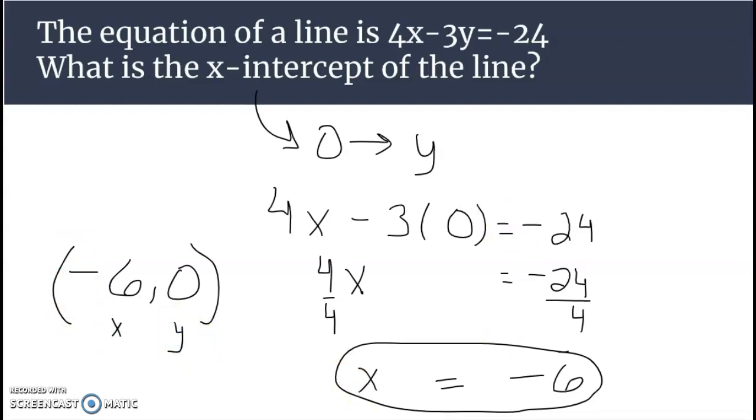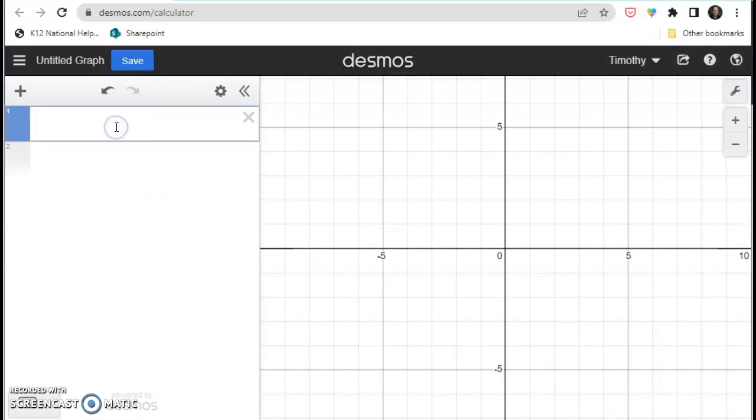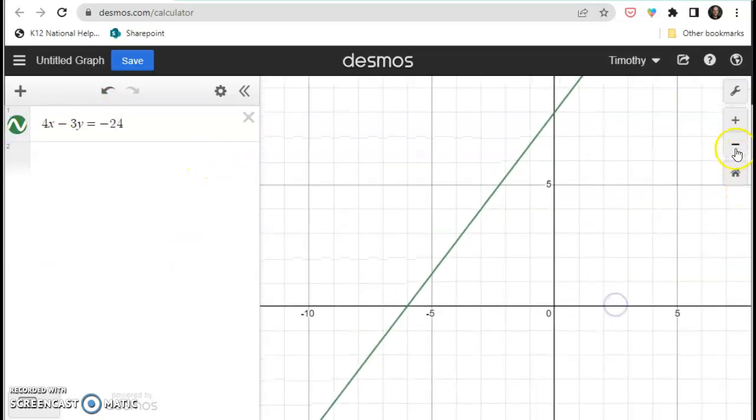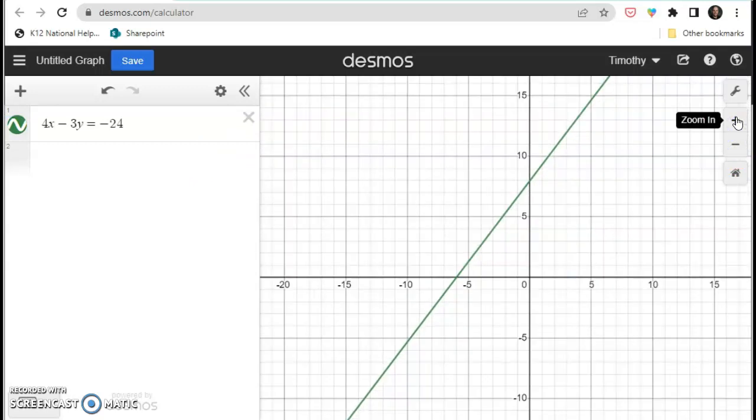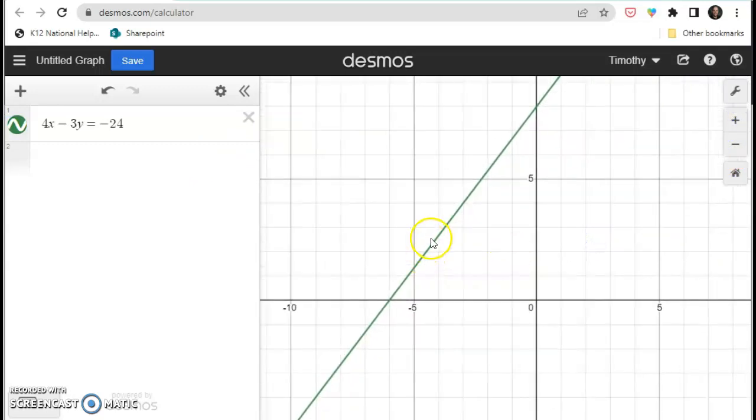So let's switch over to Desmos and let's see how this thing looks. Desmos allows you to type the equation in exactly as you see it. No need to solve for y or anything like that. And it is negative 24. There we go. Here's the graph, and Desmos allows you to move it around. You can click and drag, you can zoom out, you can zoom in. And notice the x-intercept. We'll follow it down here, right there. If I click on it, it locks in the point for us, negative 6, 0, just like we said.